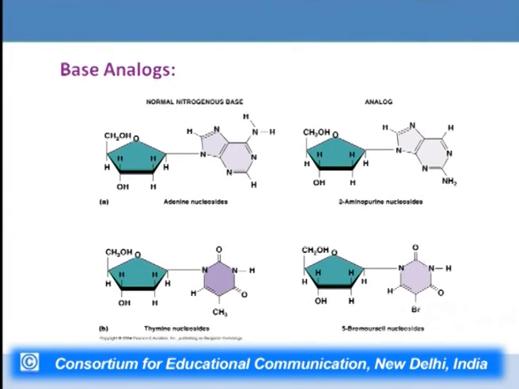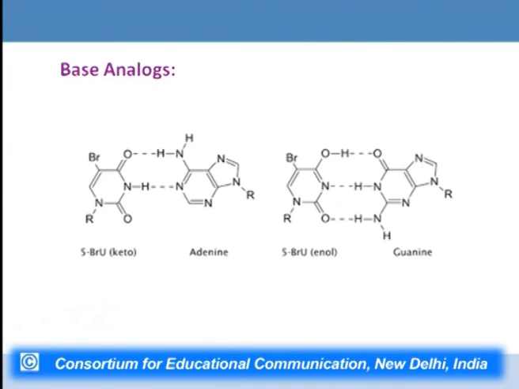Now, there are certain molecules which are similar in structure to bases, but when they are included in the DNA, they stop replication, or they might cause incorporation of wrong bases which are not following Chargaff's rule. This panel shows that the adenine nucleoside has this particular structure, and 2-aminopurine has a similar structure to adenine, and it might get incorporated in the DNA. Similarly, thymine has a base analog, 5-bromouracil, which can get incorporated in the DNA, but 5-bromouracil can exist either in keto form or enol form. If this molecule exists in keto form, then it will base pair with adenine, which is the normal case. But if it is present in enol form, then it will base pair with guanine, which is an aberrant condition leading to mutation in the nucleotide sequence.